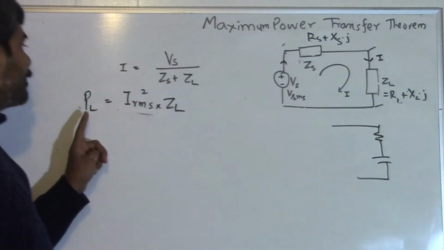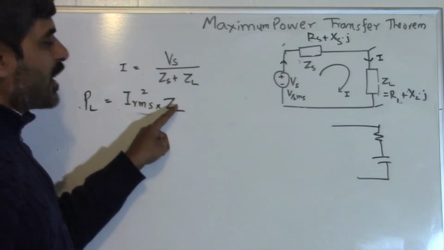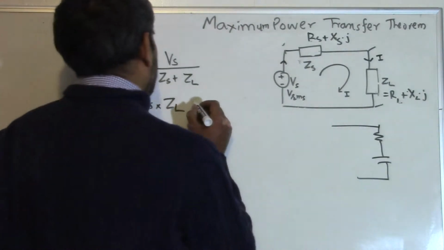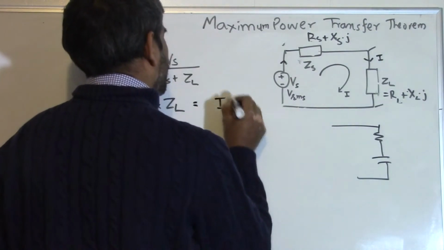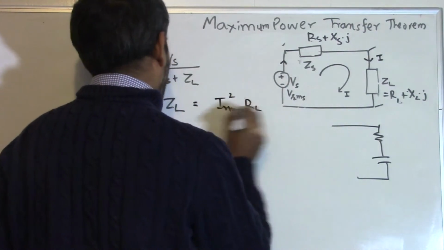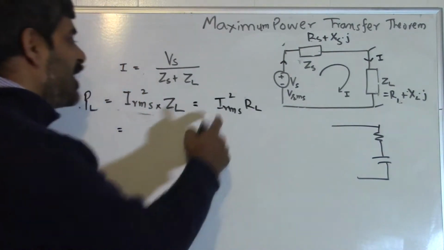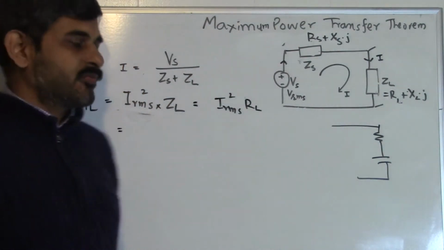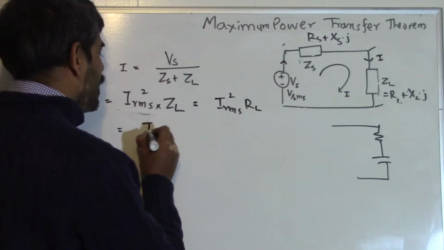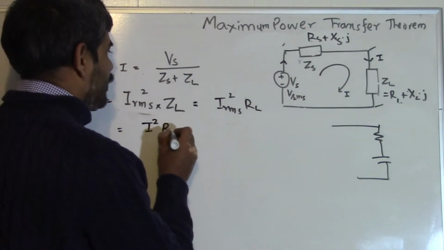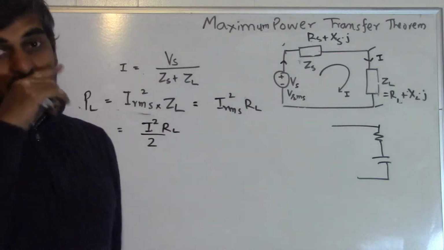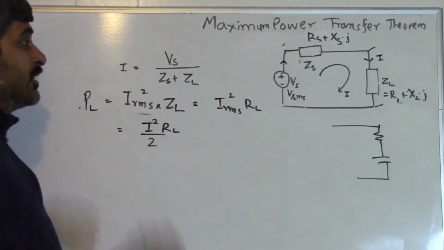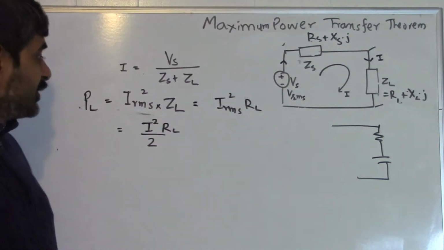So this power, I RMS squared multiplied by ZL, will be the same as I RMS squared multiplied by RL. And the next thing that we say is that the RMS value of I will be equal to I divided by root 2. We know that the RMS value is the peak value divided by root 2, where I is the phasor.